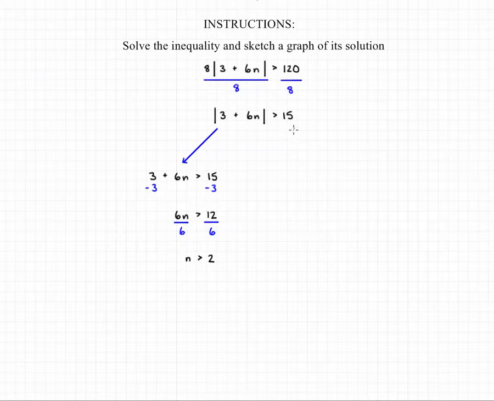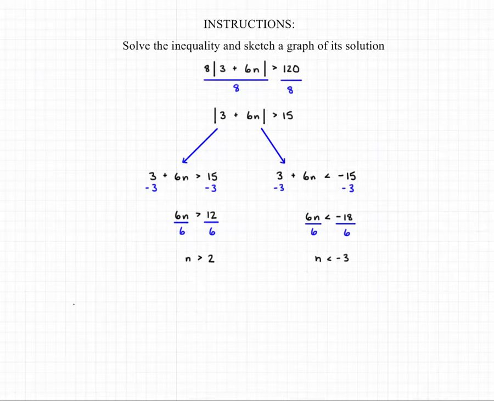For the second part of the split, we want to keep everything that's in the absolute value exactly the same. We want to change the sign of the term on the other side, and we want to flip the inequality. So we end up with 3 plus 6n is less than negative 15. We now solve just like we normally would. Subtract 3 from both sides, and we'll get 6n is less than negative 18. Divide both sides of that inequality by 6, and we get our second value, which is n is less than negative 3.